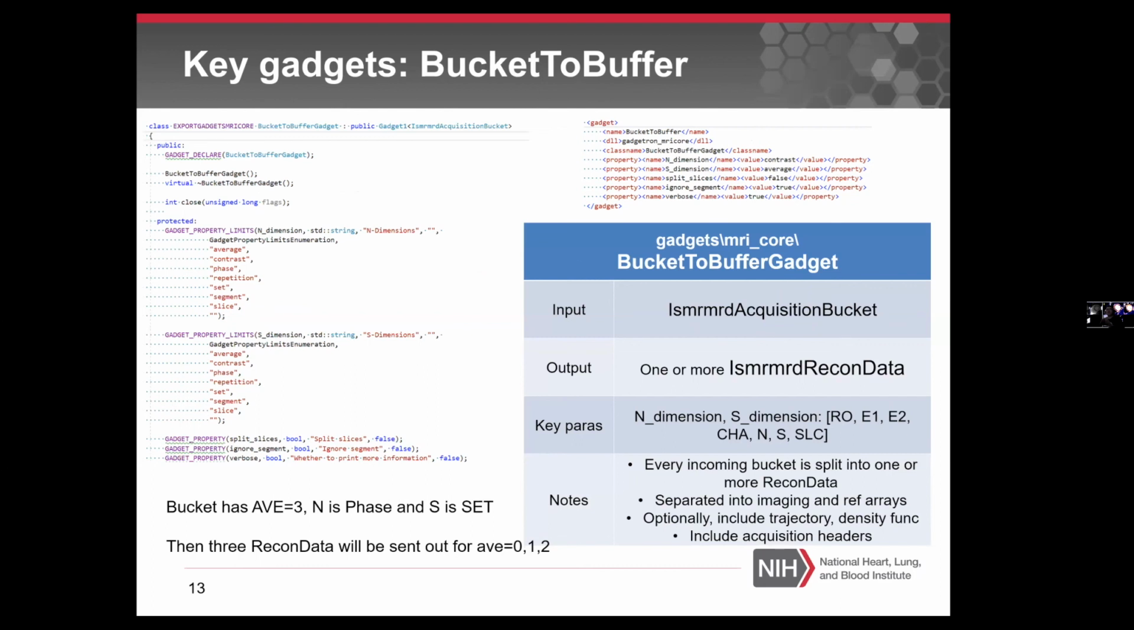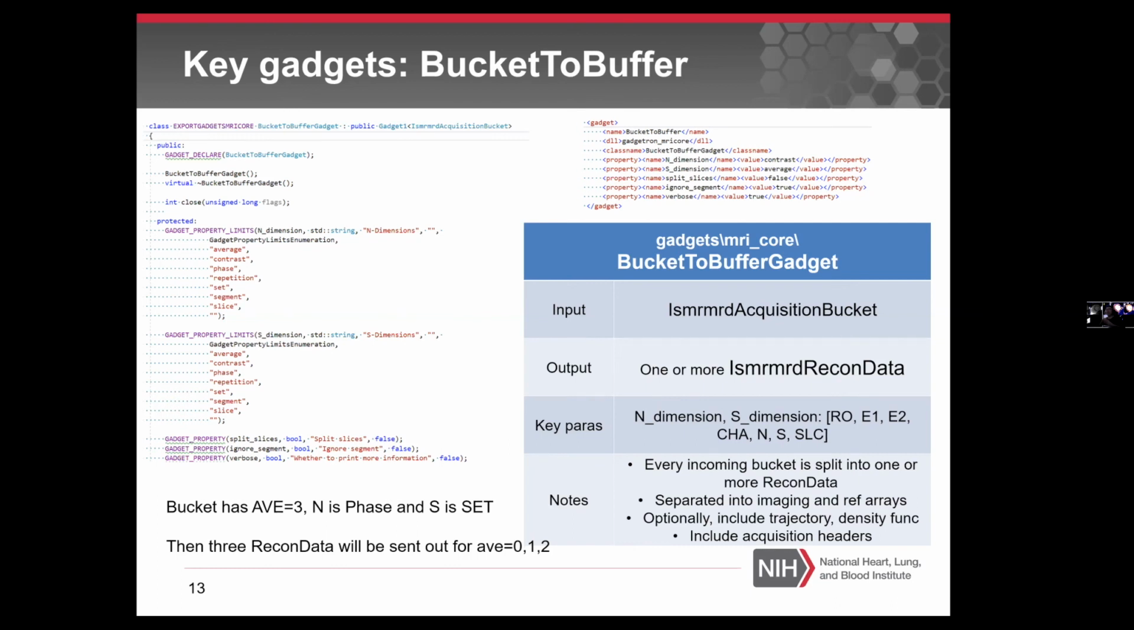The next one is the BucketToBuffer gadget. What this gadget does is take an acquisition bucket, then convert it into one or more of this 7-dimensional structure, the Recon data. The key concepts here are the n dimension and the s dimension. The user can specify what n and s are, depending on the application. This offers the reconstruction a lot of flexibility in looping over the Kspace, in how you want to organize the Recon task.